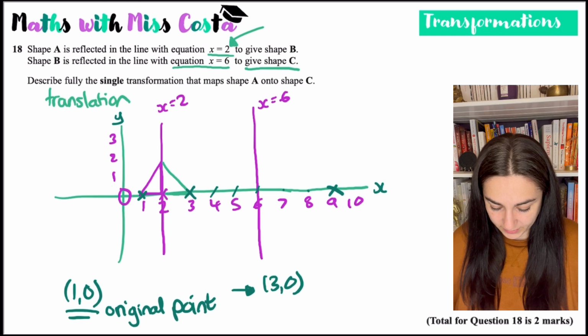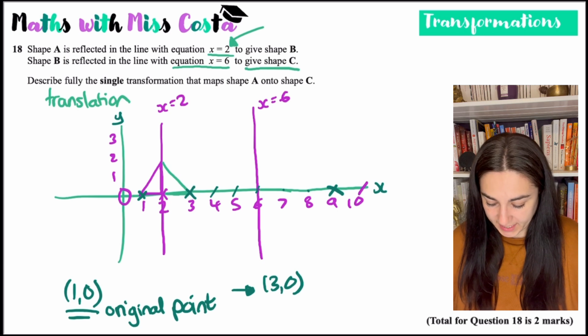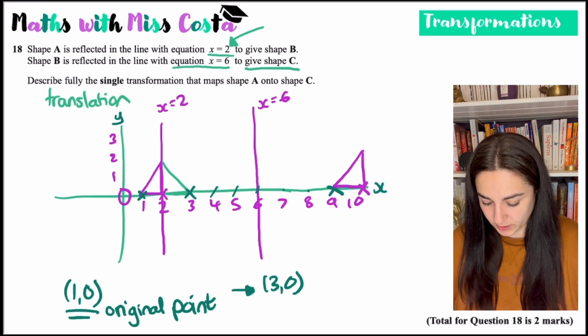I can pick the other points too. So over here, from 2 to 6, that's 4. So from 6 to 10, that would be 4. So I know that my right angle triangle is going to look like this.